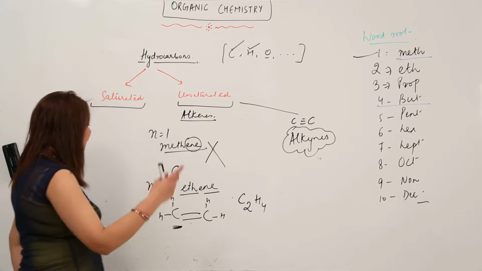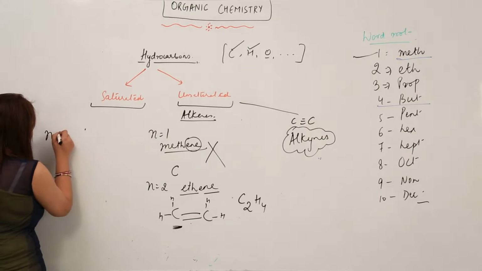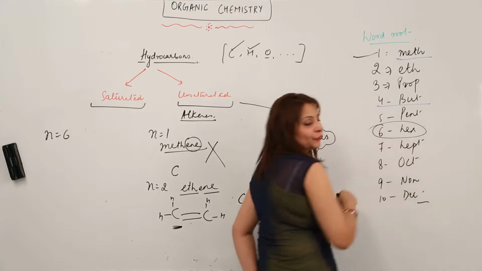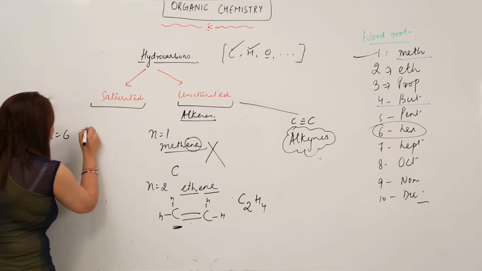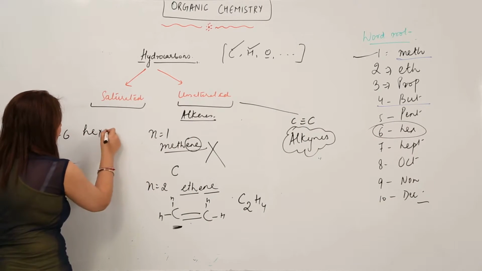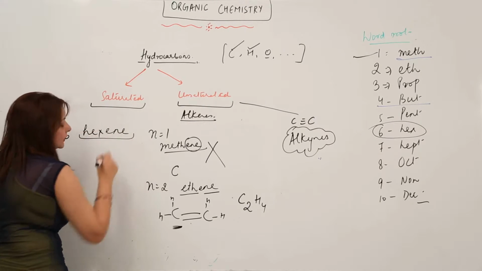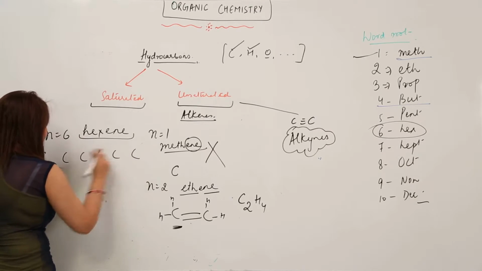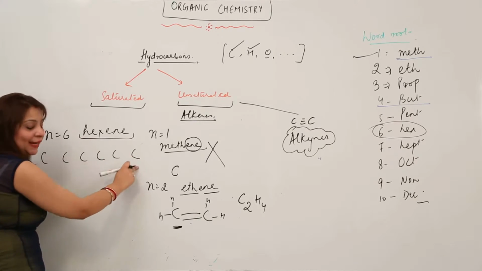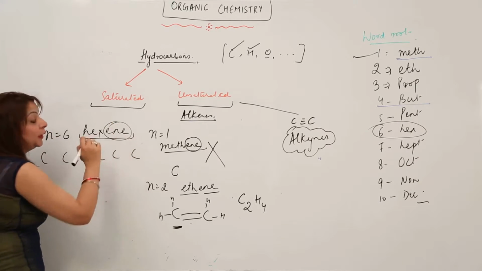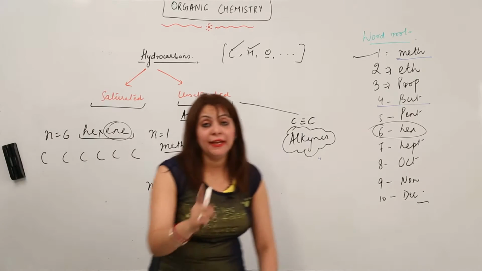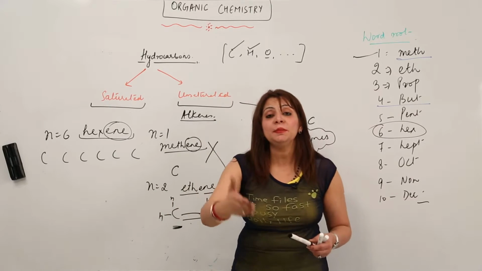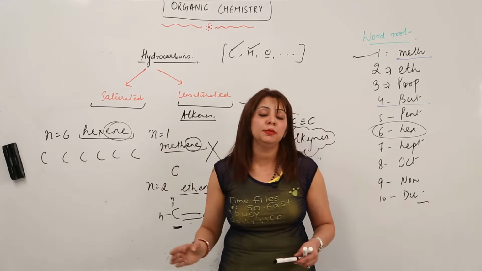Now let me make some other member for you. Let it be 6. 6 means you know that it is hex, right? So we are making hex because it is a member of alkene, so obviously hexene. So hex means how many carbon atoms? 6. 1, 2, 3, 4, 5, 6, right? Ene means double bond. Very important thing, just keep in mind, ene means double bond. It does not mean that all the carbons contain the double bond, right?